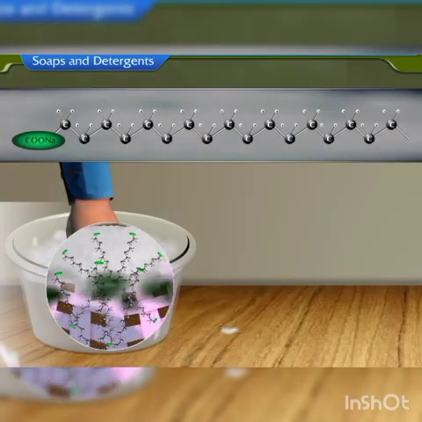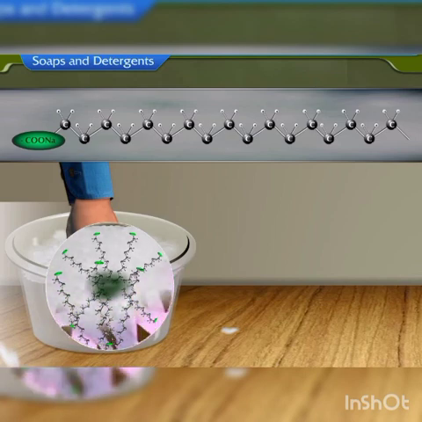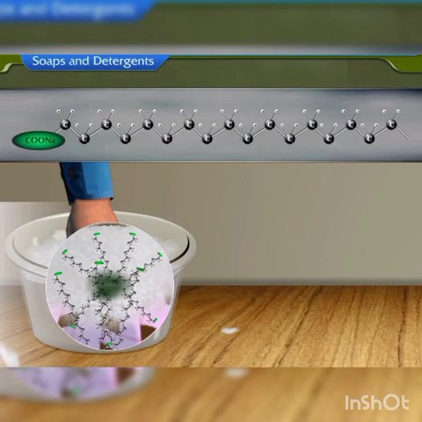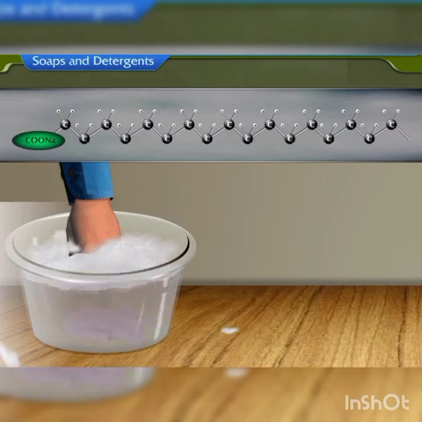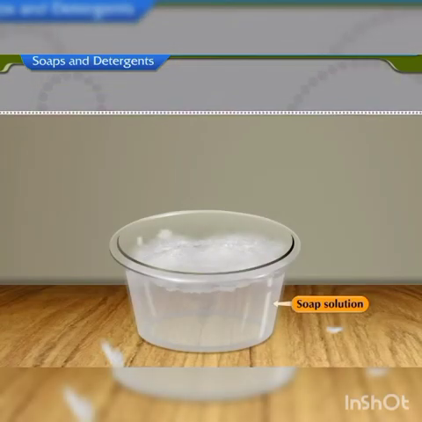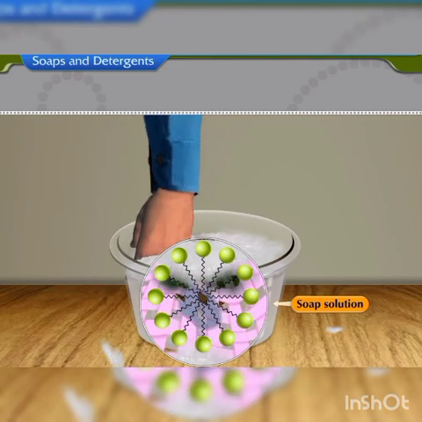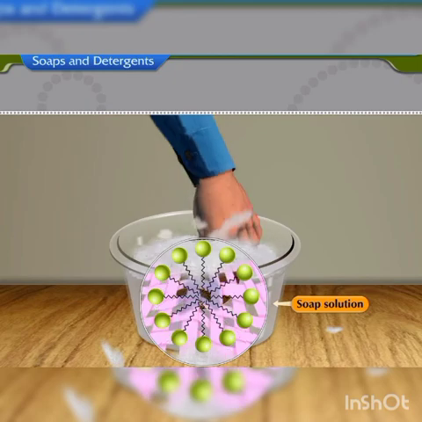Since like charges repel each other, the oil or grease drop breaks off and forms smaller grease droplets and gets dispersed in water. In this way, the oil or grease particles from the dirty cloth are removed, making the cloth clean. The purpose of using soap is to make oily or greasy particles mix with water so that they can be washed away during agitating and rinsing.